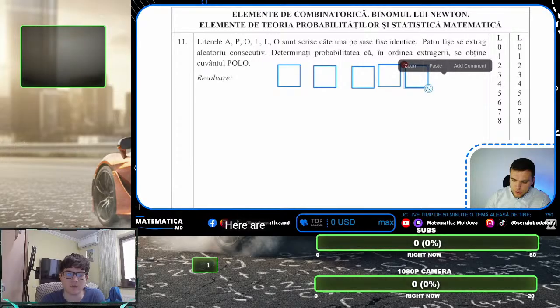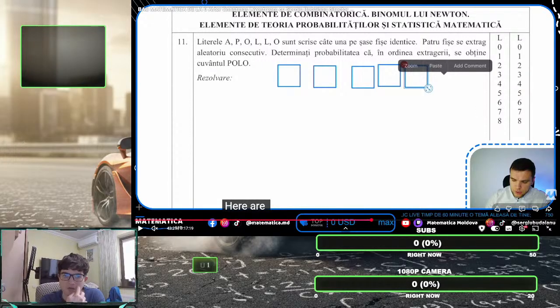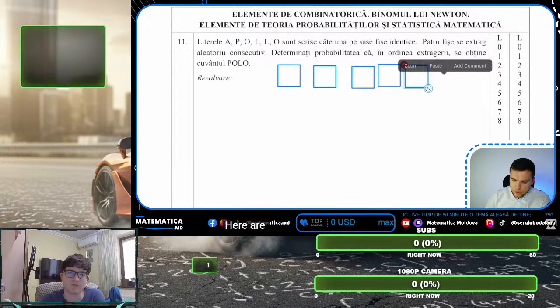So P of A is gonna be M divided by N, and N is the total number of cases. So how's that calculated? A we got 1, so 1. P we got 1, so 1. I mean, it's plus, I guess, 1 plus 1. And then I don't know if it's times or plus, anyways. And then 2 O's we got, so 1 plus 2, and then 2 L's plus 2, or times, I don't know. So you got it like that.